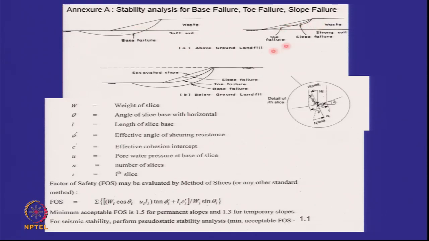We have three diagrams. The excavated slope is definitely temporary. Why? Because this will fill up with waste, right? So, in this case, you would like to target a factor of safety of 1.3.